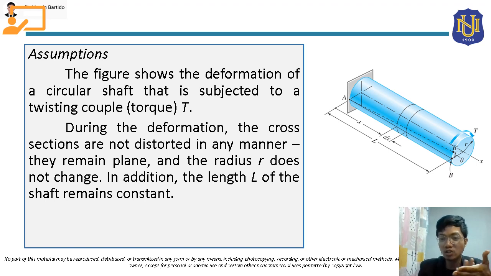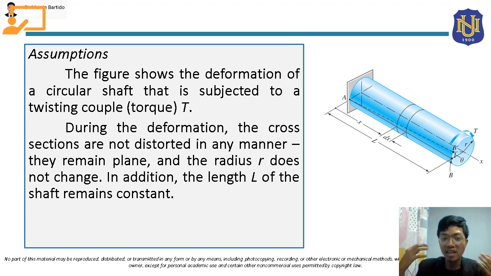Okay, so the cross section will remain plane. It will not bulge in or bulge out. And the radius r, so this is the radius r, does not change. In addition, the length L of the shaft remains constant, meaning to say it will not elongate or contract.